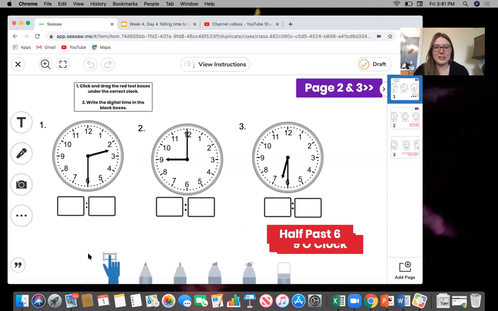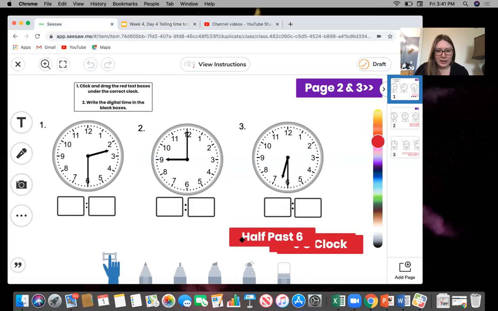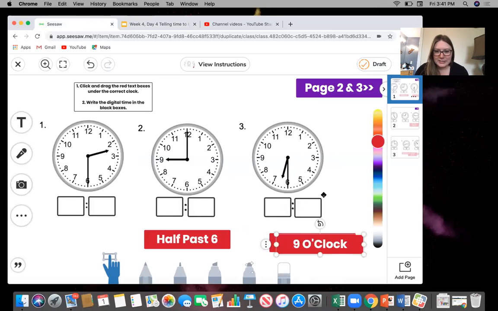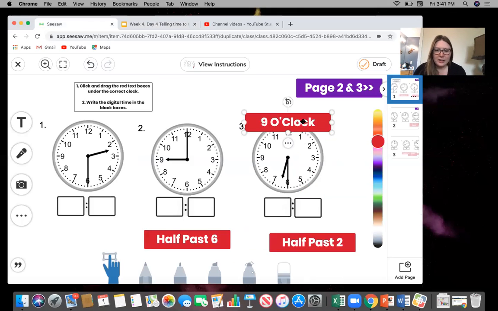Okay, your job today is to look at these and tell the time. You're also going to move these boxes. So I have 3 boxes here, 6:30, 9 o'clock, and 2:30. 6:30, that means that 1/2 means that my minute hand's got to be pointing straight down at the 6. So I have this one that's like that and this one that's like that. Which one of these is 6:30?